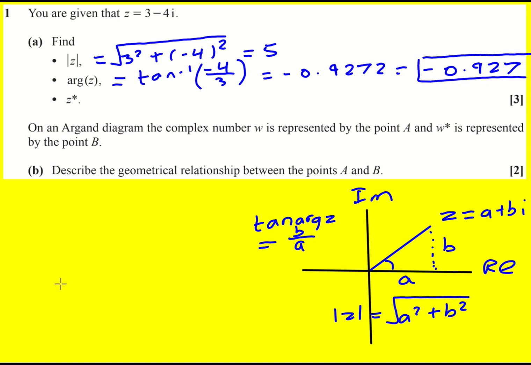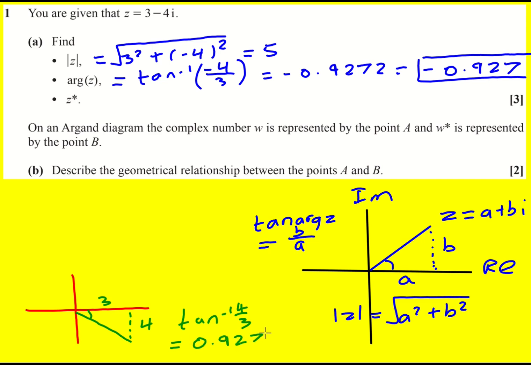Another way to do this question is straight from a diagram, though I haven't actually drawn the complex number. So if I want to draw 3 minus 4i, it would actually be down here. So I'm going 3 in the positive. I'm just going to say the length is 4 here. And now I'm going to work out this angle. This would be inverse tan of 4 over 3. And that would actually give me positive 0.9272. Then I just have to realize to make it negative.